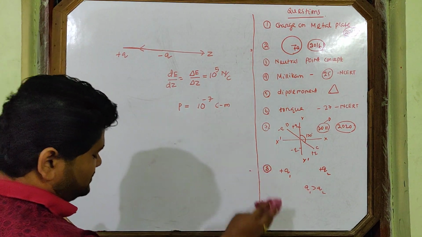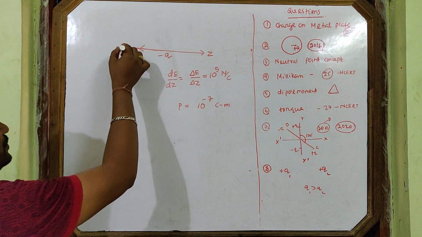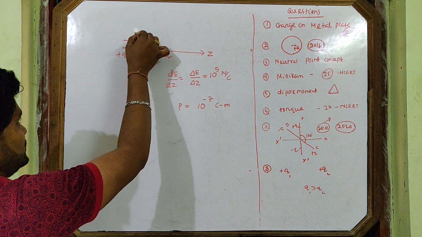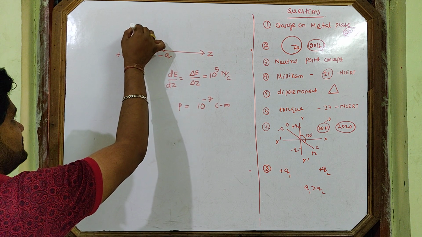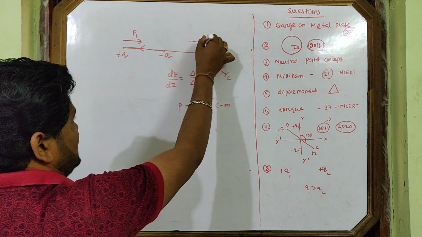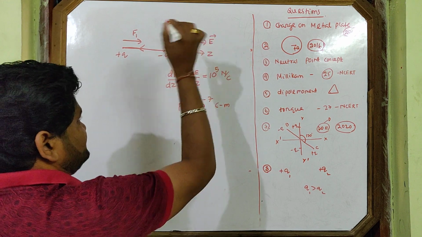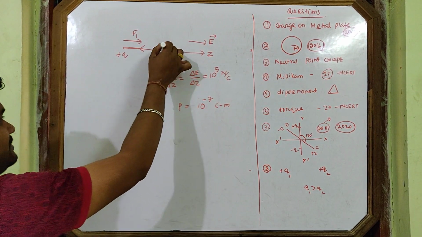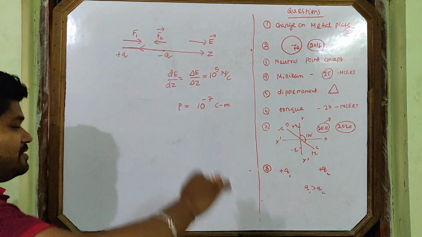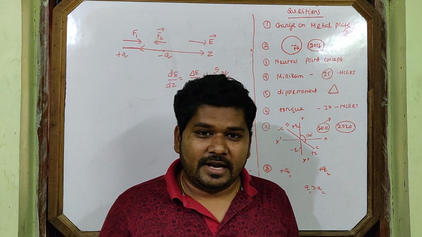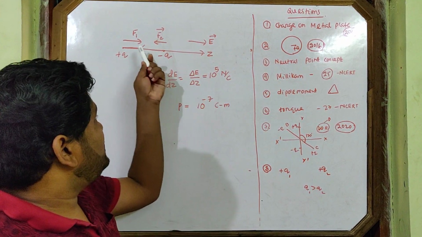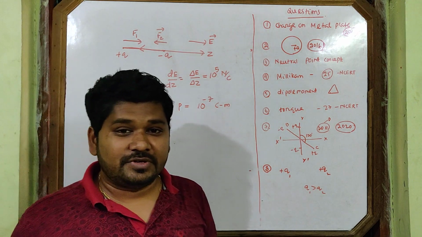But let us find the force. How much force acts here? Force on plus Q will be along the field, in this direction, F1. This is the electric field direction. Force on minus Q will be in this direction, F2. Now can you tell me which force will be more, F1 or F2?